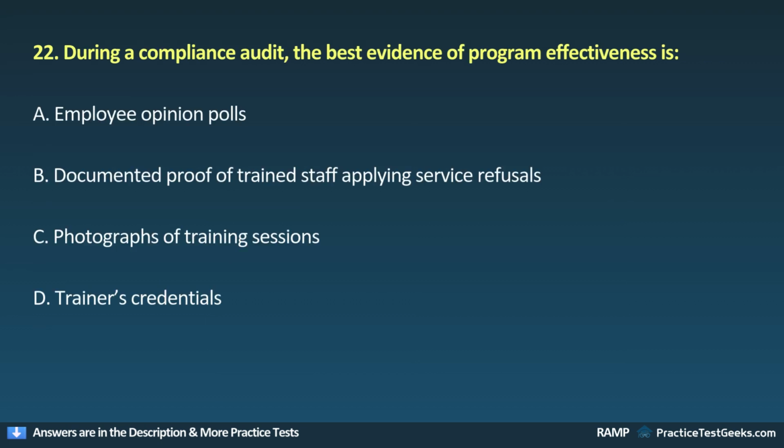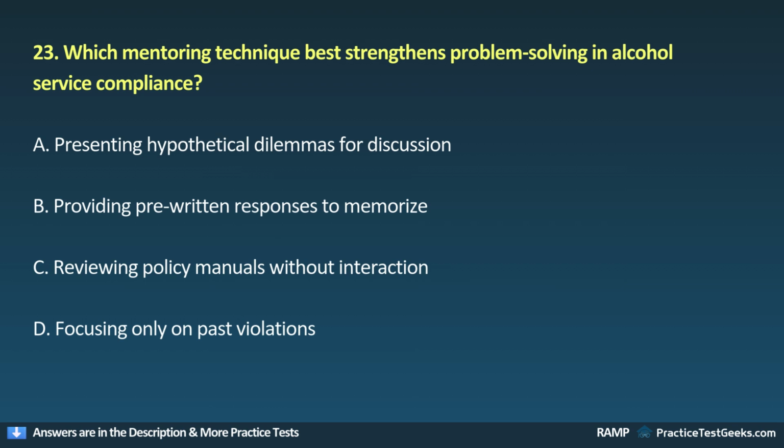22. During a compliance audit, the best evidence of program effectiveness is: A. Employee opinion polls. B. Documented proof of trained staff applying service refusals. C. Photographs of training sessions. D. Trainers' credentials.